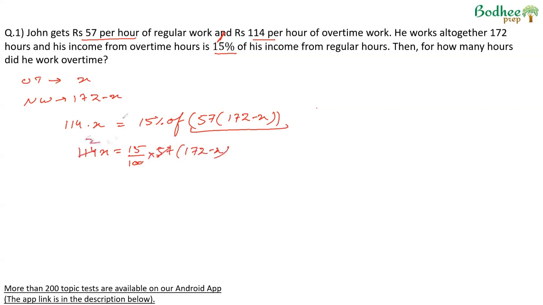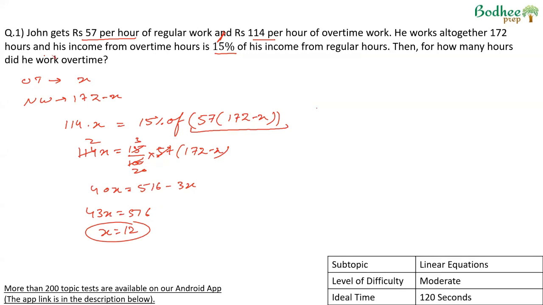57 twos are 114, 5 threes are 15, 5 twenties are 100. So 40x is equal to 3 into 172, which will be 516 minus 3x, which means 43x is equal to 516, which means x will come out to 12. 516 upon 43, and that becomes my answer. I'll call it a moderate level of difficulty question because there is some amount of calculation involved and about 2 minutes to solve the question.